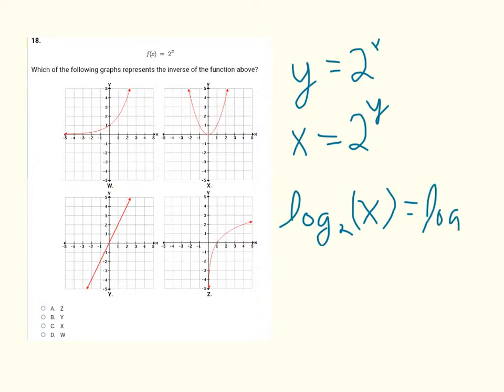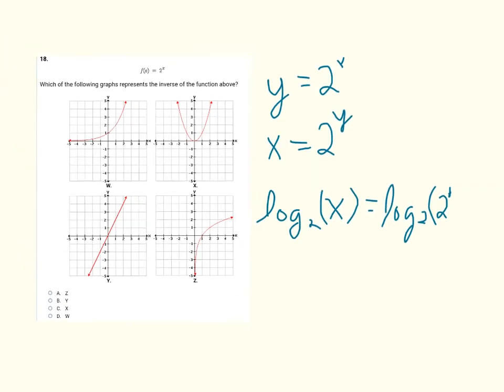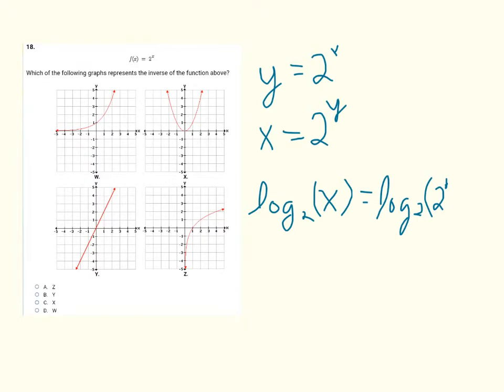And so log base 2 of 2 to the y. And so here, this doesn't simplify at all. It's still log base 2 of x. But here, the whole reason we did this is because all of this cancels out and we're left with just y. So now we're looking for the graph where y equals the log base 2 of x.